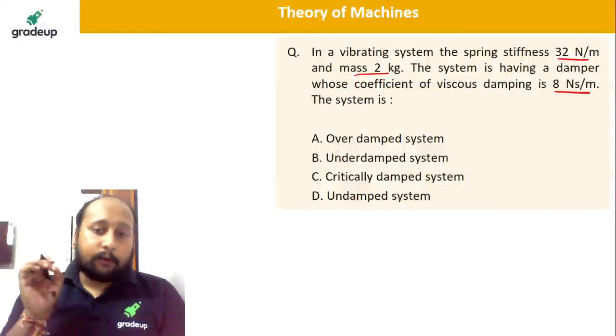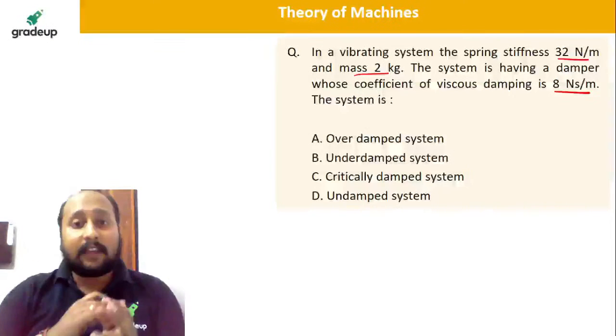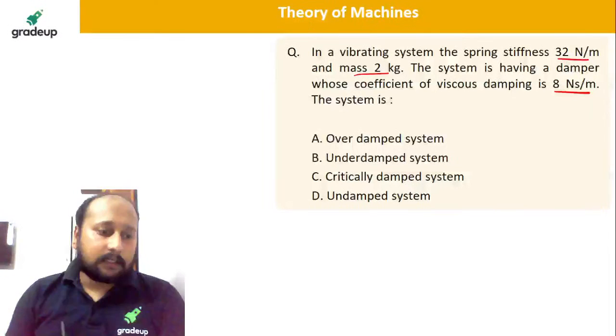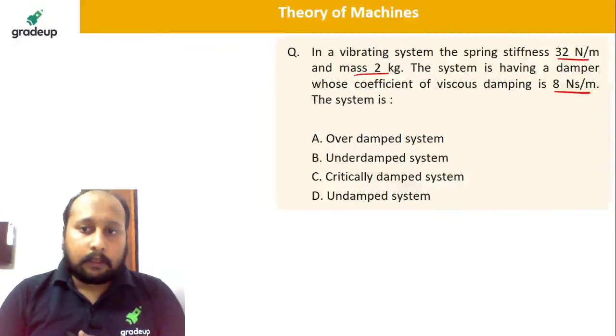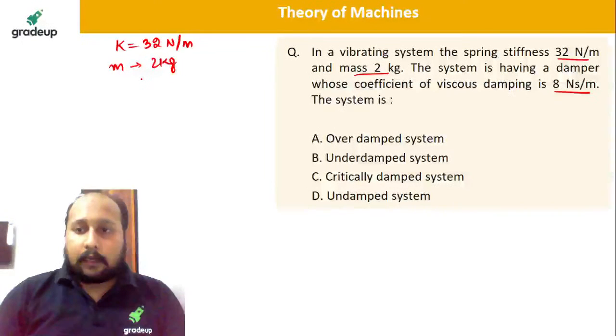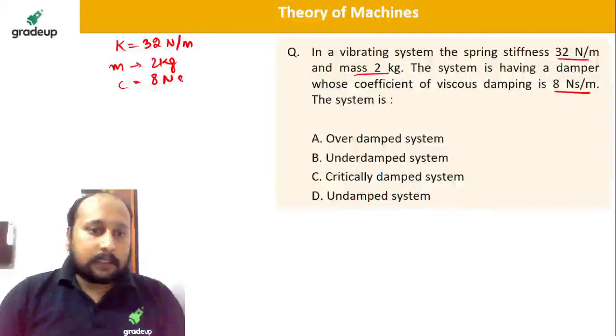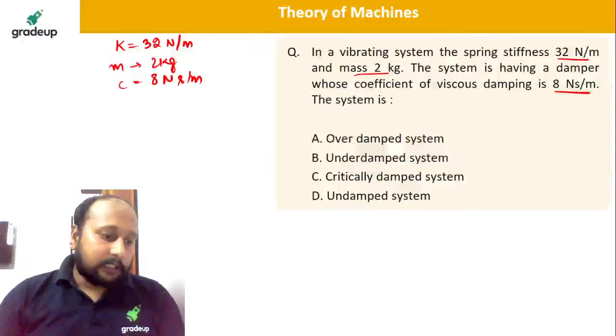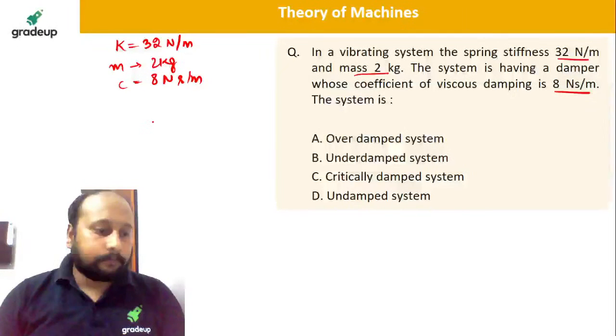I need quick responses to this question, and we'll be solving the entire theory of machines in this time. We'll be taking about 1.5 hours, so it will be a complete rapid fire round. So tell me, what is the answer for this? Question number 2. Spring stiffness K is given as 32 Newton per meter, mass is given as 2 kg, and the damper C is equal to 8 Newton second per meter. You have to tell me what is the type of damping. Very good, Aju. Nitish, correct. Very good.